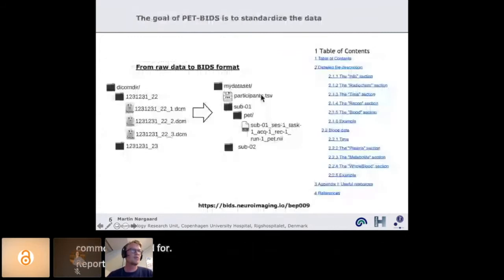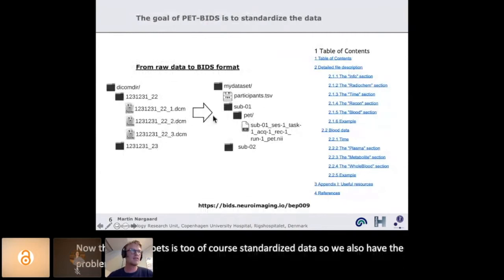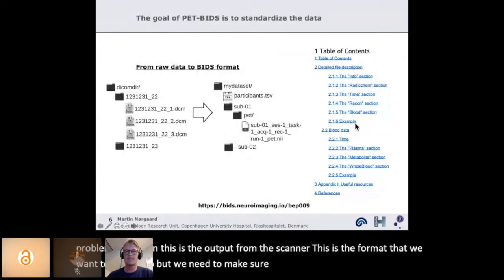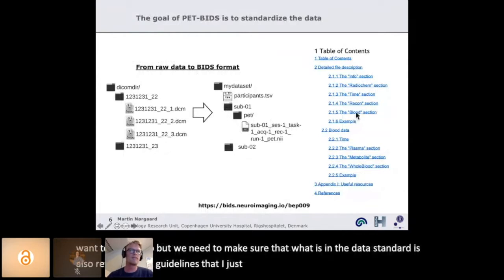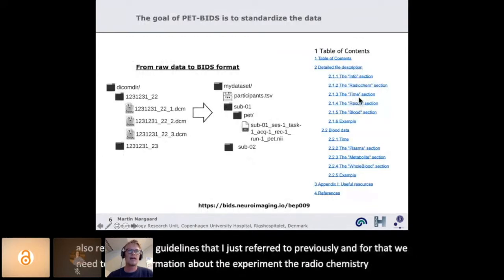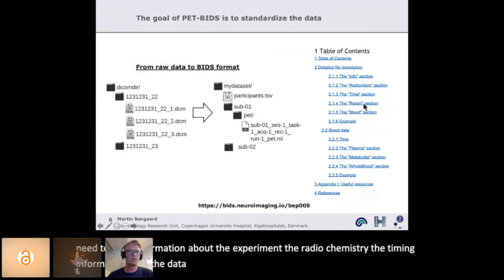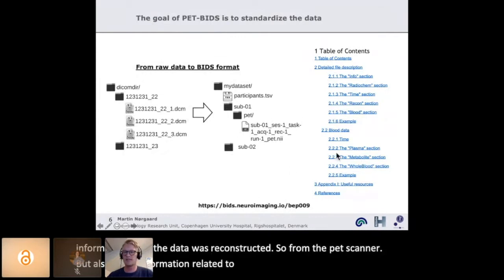Now, the goal for PET BIDS is to, of course, standardize data. So we also have the problem that often this is the output from the scanner. This is the format that we want to put it into. But we need to make sure that what is in the data standard is also reflecting the guidelines that I just referred to previously. And for that, we need to have information about the experiment, the radiochemistry, the timing information, how the data was reconstructed, so from the PET scanner, but also some information related to blood. And I'll just get back to that in a second.